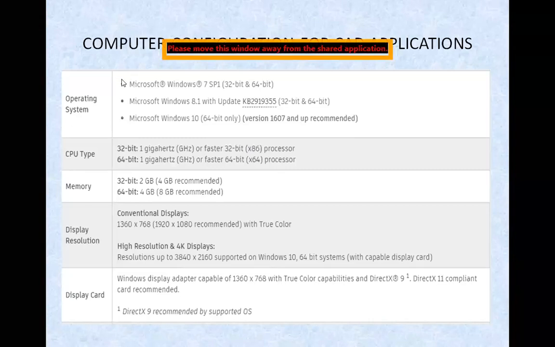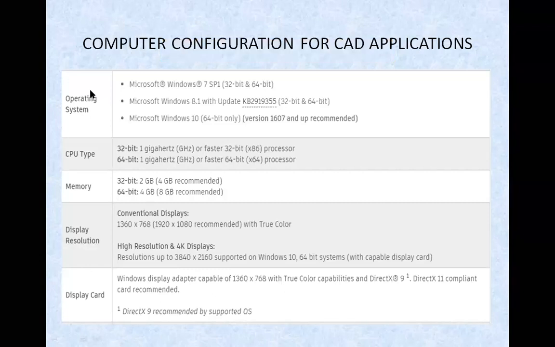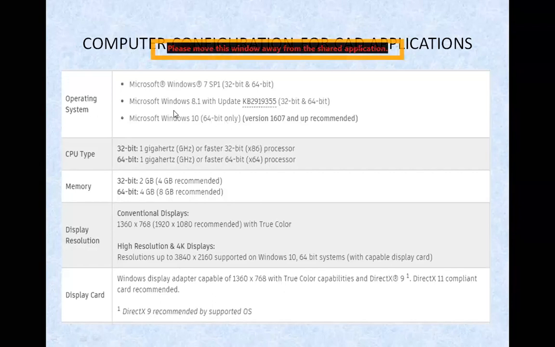First, for the computer we need an operating system. Without an operating system we cannot install the AutoCAD software. Here I have given some examples. You know what an operating system is? We have different types of operating systems like Windows 7, Windows 8.1 and Windows 10. These are Microsoft operating systems. We also have iOS for Mac.